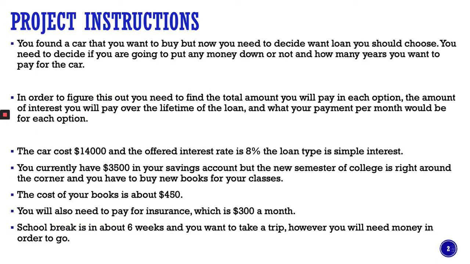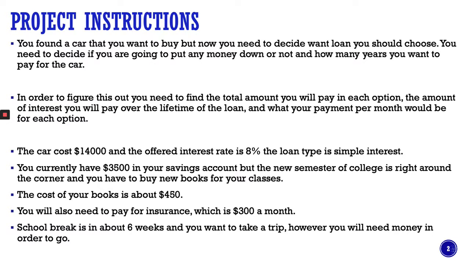In order to figure this out, you need to find the total amount you will pay in each option, the amount of interest you'll pay over the lifetime of the loan, and what your payment per month would be for each option. So the car that you found costs $14,000 and the offered interest rate is 8%, and the loan type is going to be simple interest. So I equals P times R times T.